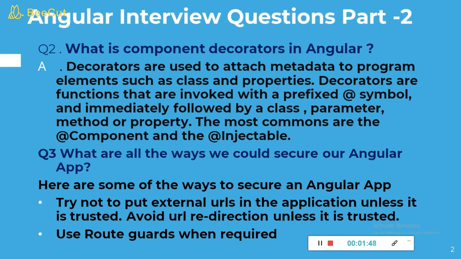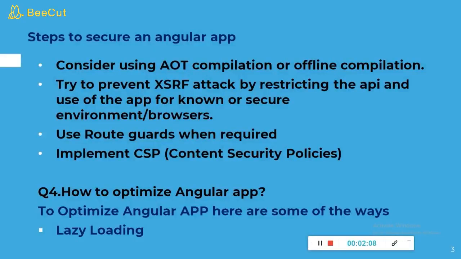What are all the ways we could secure our Angular app? Here are some of the ways to secure an Angular app. The first one is try not to use external URLs in the application unless they are trusted. Avoid URL redirection unless it is trusted. Use route guards wherever required. Consider using AOT compilation or offline compilation. Try to prevent XSRF attacks by restricting the API and use of the app to a known or secure environment. Implement CSP.